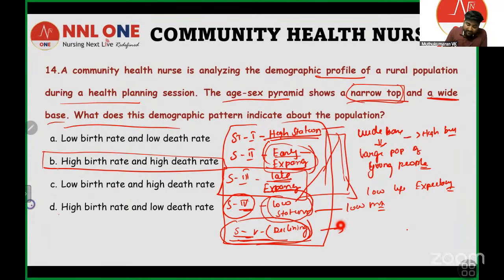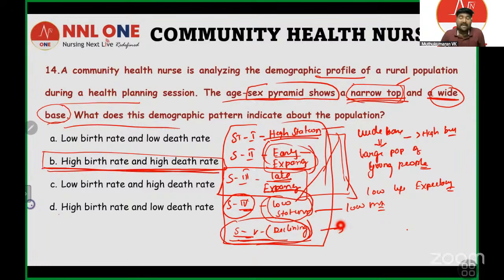So what is the important thing? What is the answer here? High birth rate and high death rate, because the age pyramid shows a narrow top. A narrow top indicates a high death rate. A wide base indicates young people. This is an important repeated question of your nursing officer exam, so I have given this question. High birth rate and high death rate.